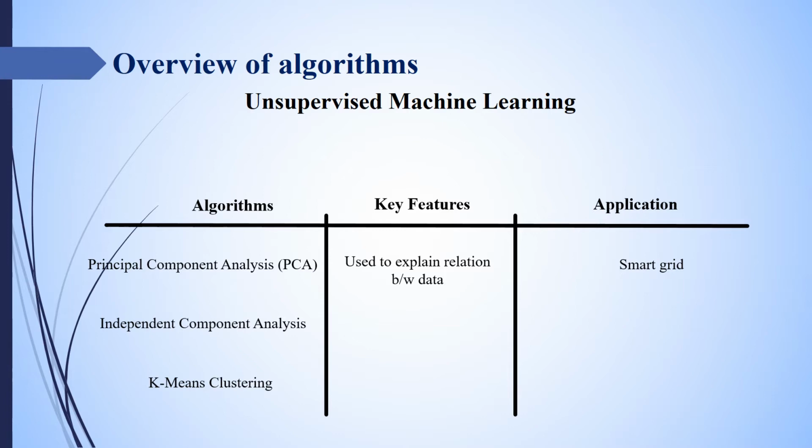PCA can be applied to smart grid. Now independent component analysis is something similar to PCA, but instead we are looking for some variance or correlation among the data. Again, loosely speaking, we are looking for some relation among the data. We can apply ICA into cognitive ratio analysis.